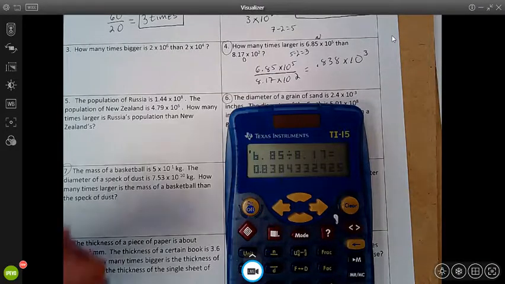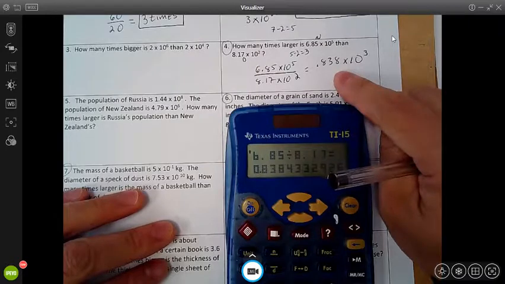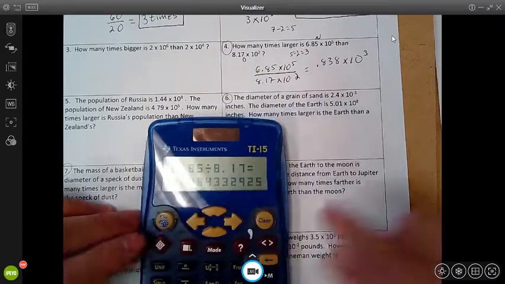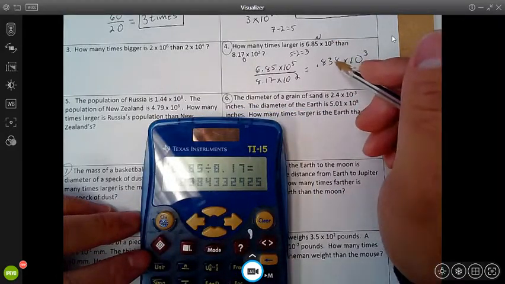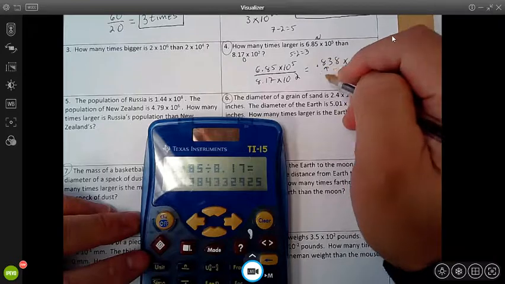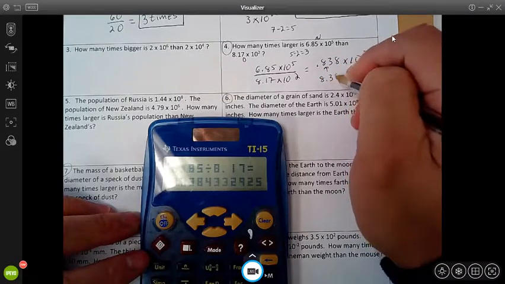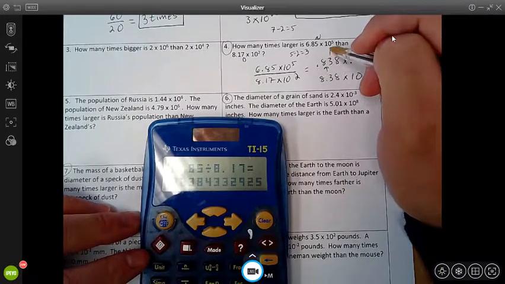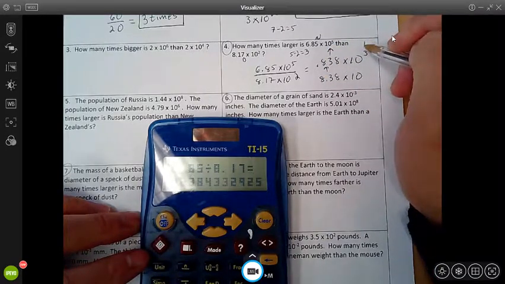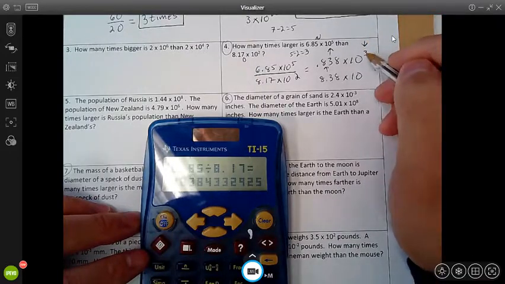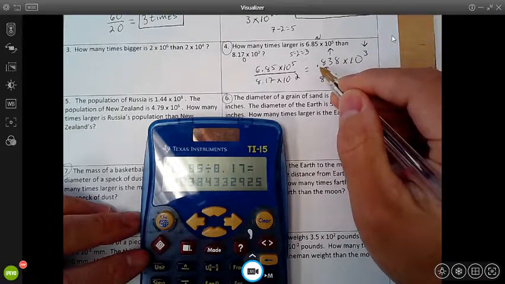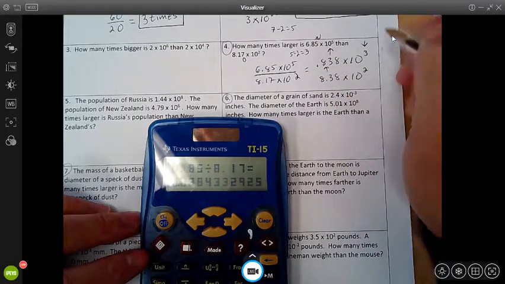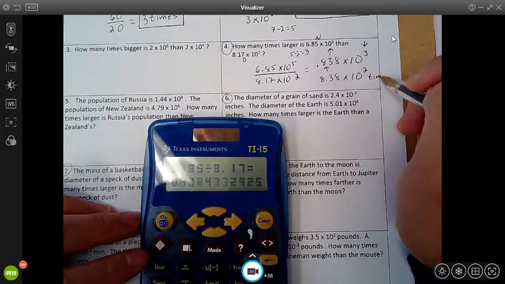And now the last step here: this is not in scientific notation, so I want you to put it in scientific notation. I'm going to make this number between 1 and 10, so I need to move the decimal right here. So this will be 8.38 times 10. I went from 0.8 to 8, so the coefficient became bigger. The exponent then has to become smaller. It only became bigger by 1 place value, so the exponent is going to become smaller by 1. And it is that many times larger.